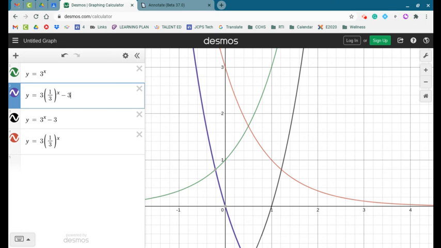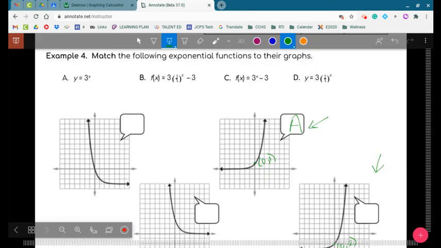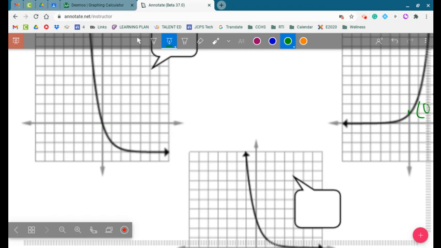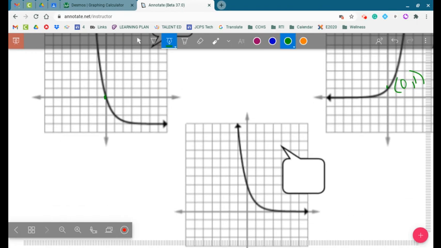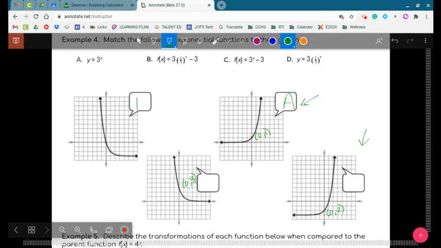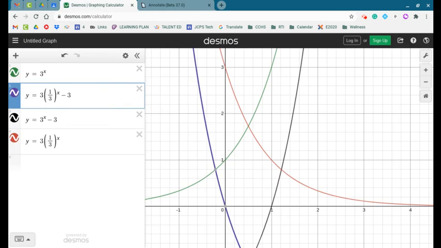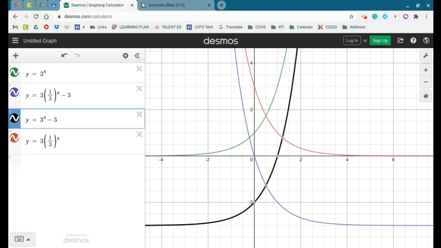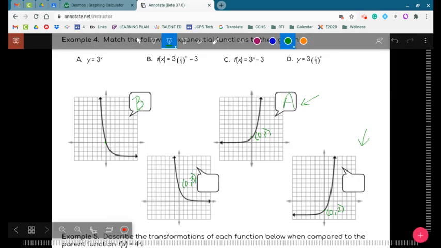Next one. Let's see. This is our purple line. So its y-intercept is (0, 0). And it's going down. So (0, 0) and going down. So it has to be one of these two left. This one's at (0, 0). This one's at (0, 3). So it would have to be this top one. Next, let's go look at C. So our black line. This one crosses at (0, -2) and goes up. So (0, -2). So it has to be this one.